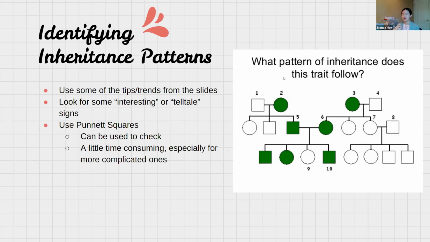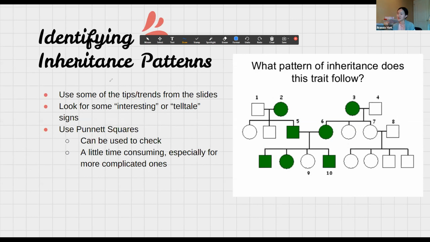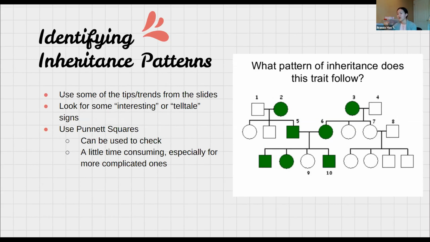Anyway, now comes the complicated part. It's part of the reason why I said that pedigrees are kind of frustrating or annoying at times. Sometimes it's hard to identify what the inheritance pattern is. I just talked about five of them, which are the most common ones. There are probably some more very niche and convoluted ones. So to identify them, we use some of the tips or trends that were common within the pedigrees from the previous slides, and look for some interesting or telltale signs, which I'll get into when we look at this example over here.